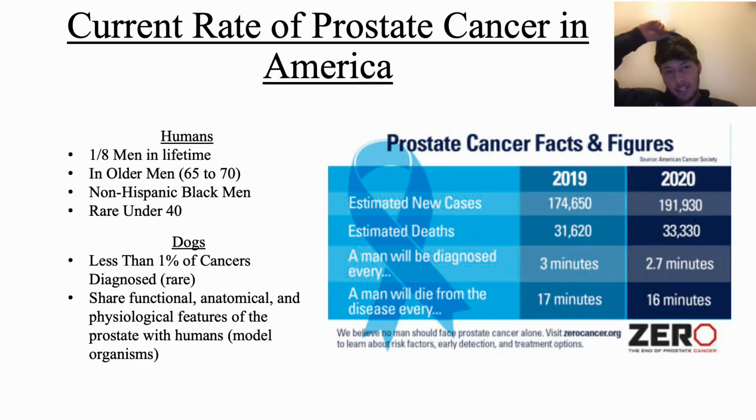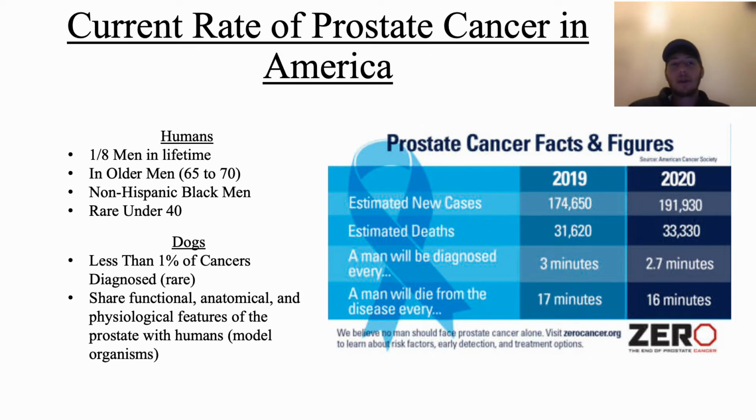For the current rate of prostate cancer in America, so in humans, about 1 out of 8 men in their lifetime get diagnosed with prostate cancer. It's usually in older men, 65 to 70 years old, and usually in non-Hispanic black men. But of course, you can get it under the age of 40 or 30, but it's very rare. It's a rare case to see that.